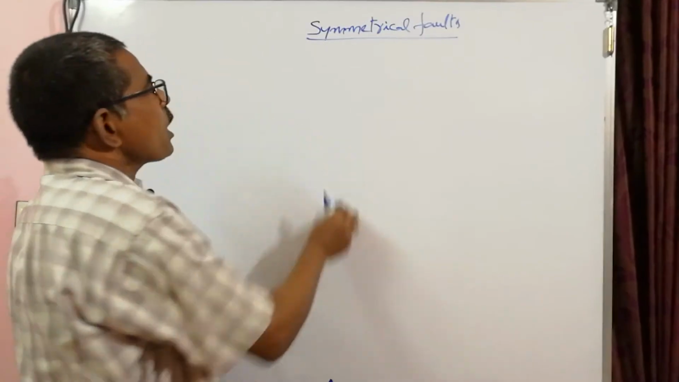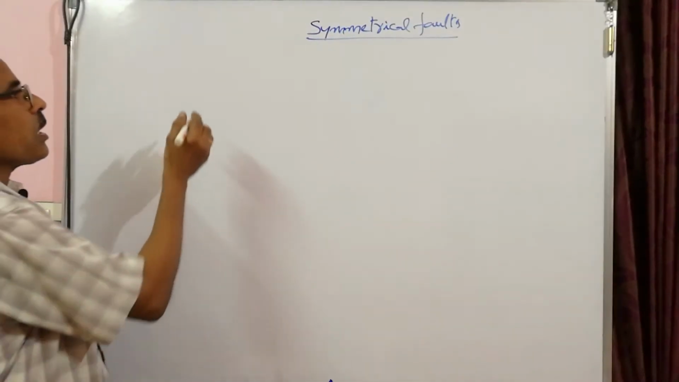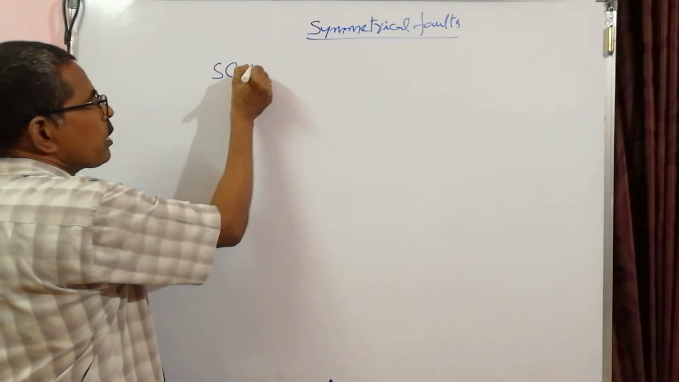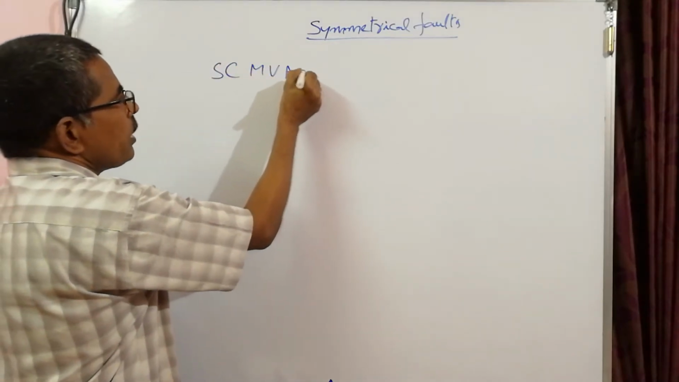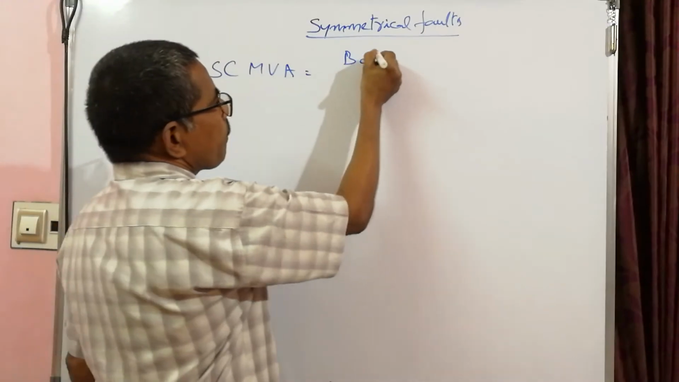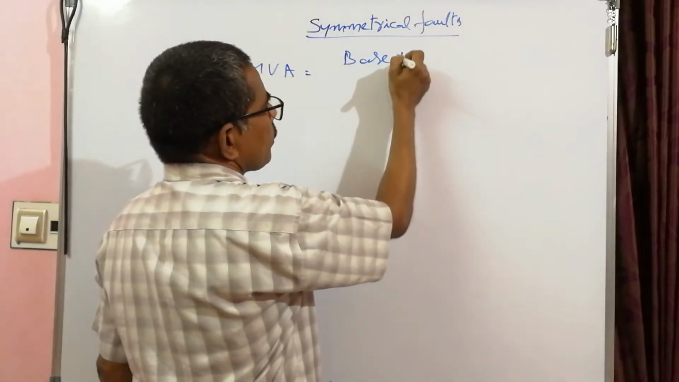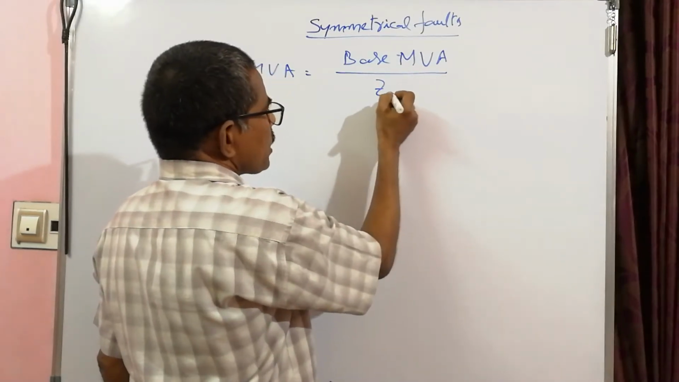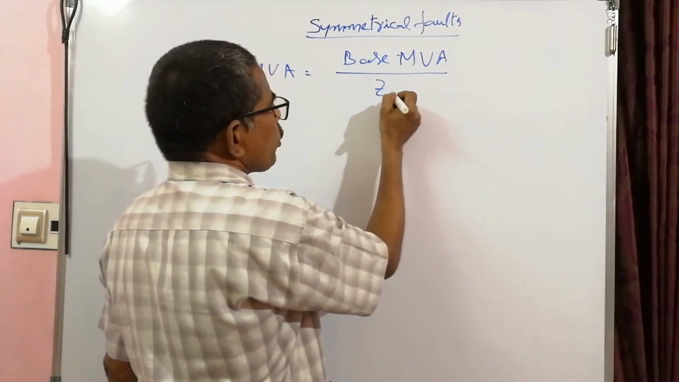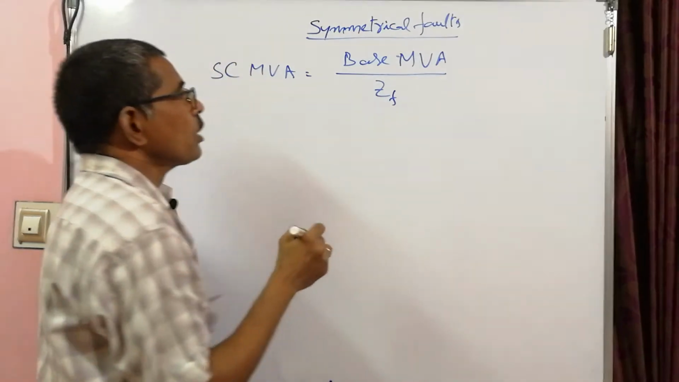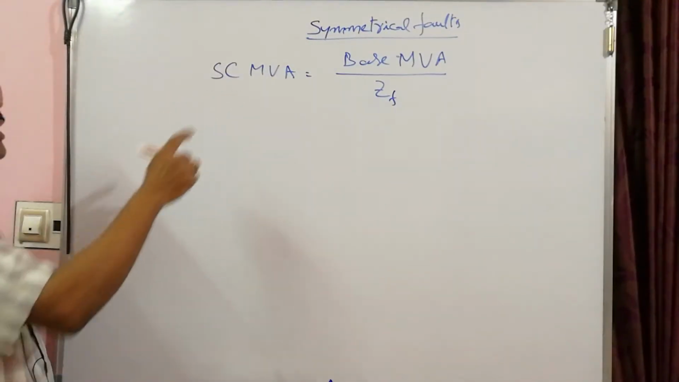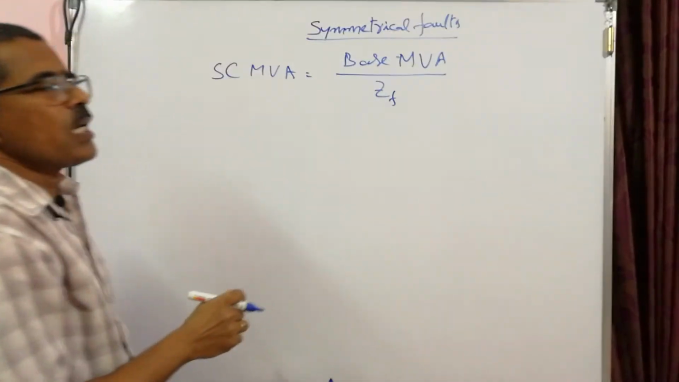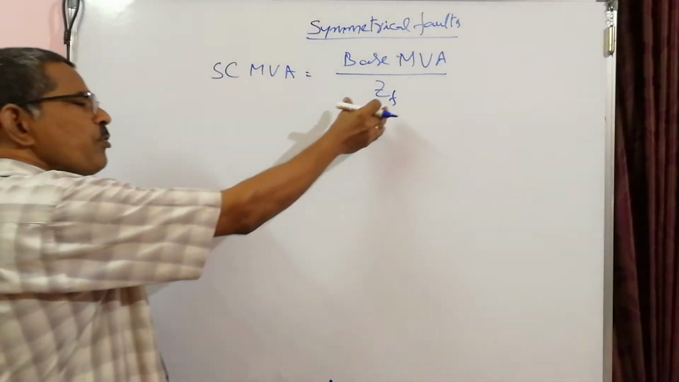What is fault current? To evaluate fault current, we need to calculate short circuit MVA. What is short circuit MVA? This is base MVA divided by ZF, or Z per unit. Short circuit MVA is obtained as base MVA divided by ZF, and this ZF is in per units only.